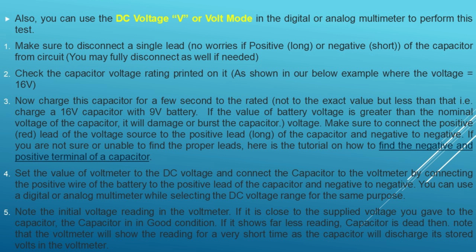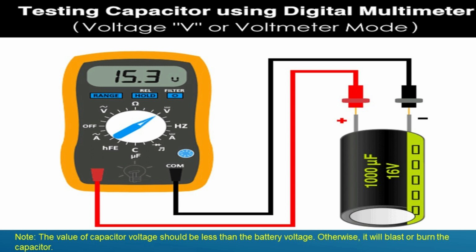Method 3. Checking capacitor using multimeter in the capacitance mode. Note, testing a capacitor in the capacitance mode can only be performed if the analog or digital multimeter has the farad or capacitance C feature. The function of capacitance mode in a multimeter can also be used to test tiny capacitors. To do this, rotate the knob of the multimeter to the capacitance mode and follow the following basic instructions.